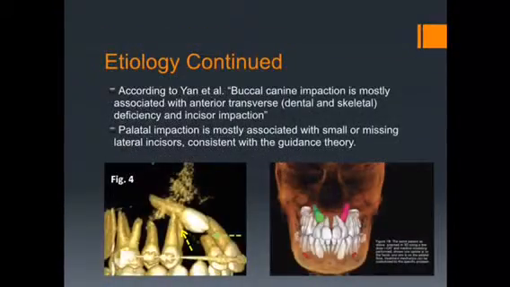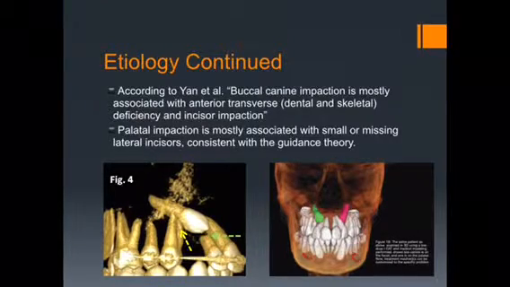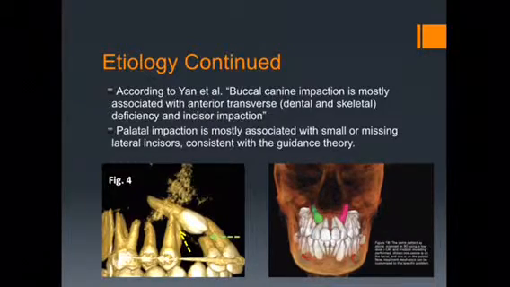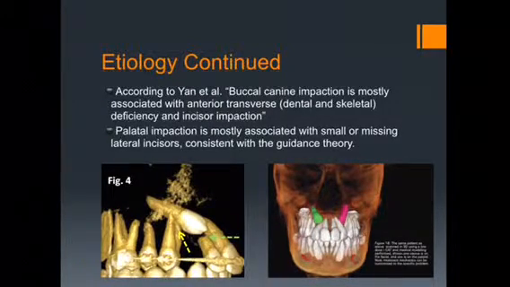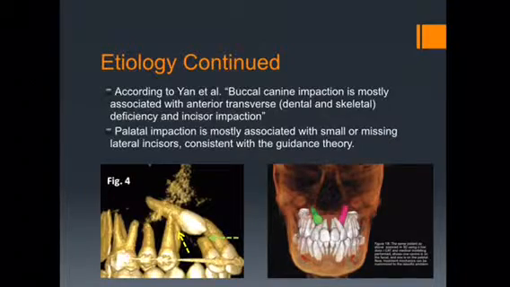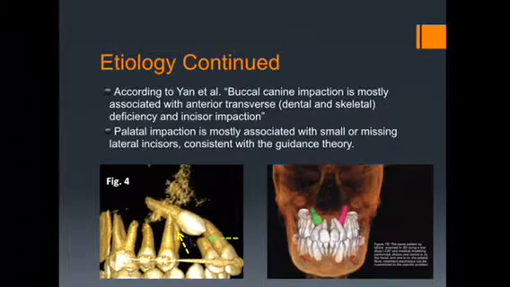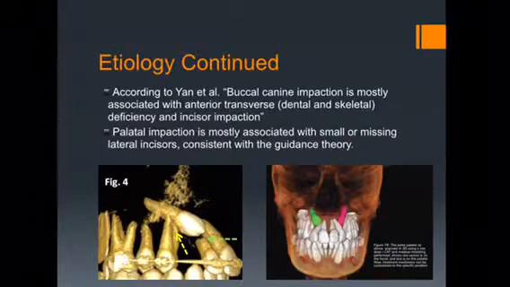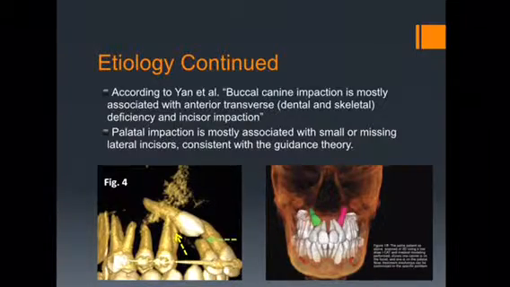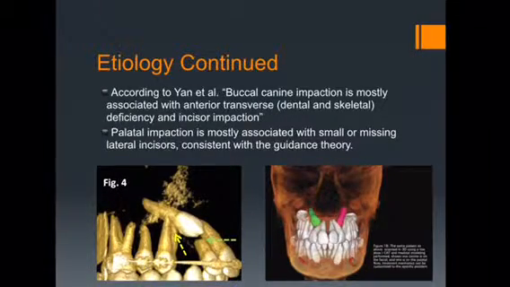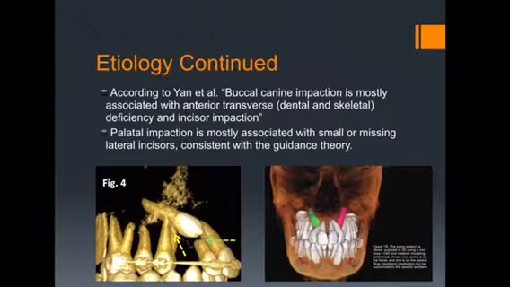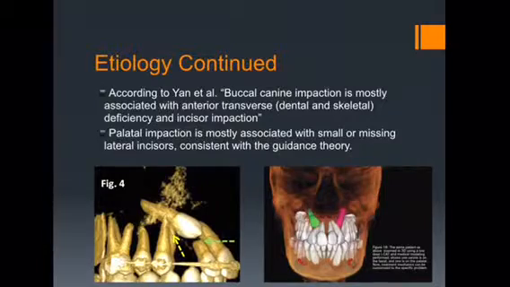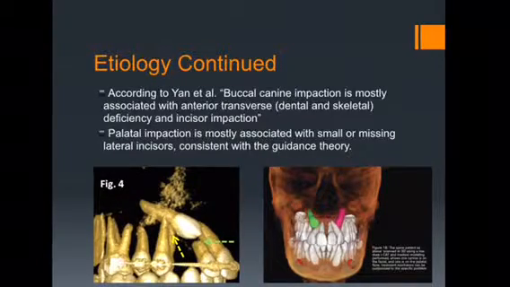And continuing on with another little tidbit that I found throughout my research from Jan: buccal canine impactions are the most associated with anterior transverse deficiency and incisor impaction. So anterior transverse deficiency is more of dental and skeletal anomalies, and then again incisor impaction. And then palatal impactions are most associated with small or missing lateral incisors, and this is consistent with the guidance theory.